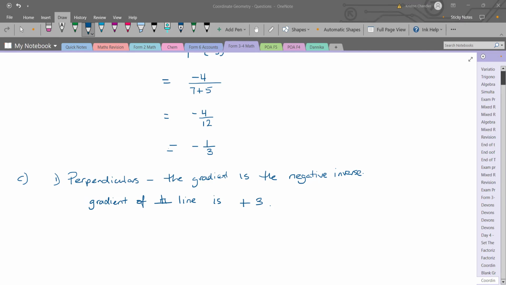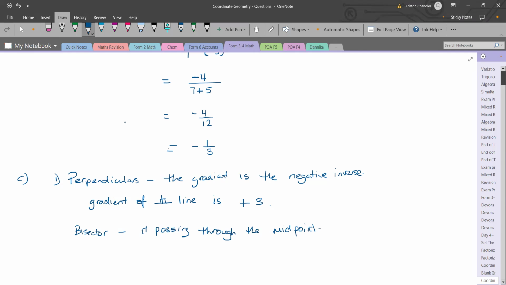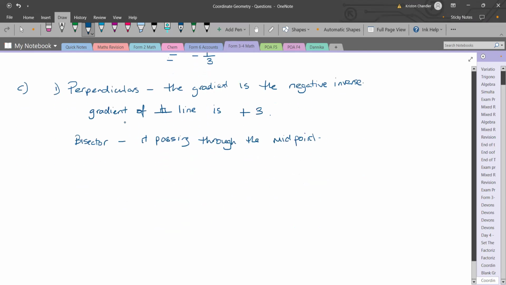All right, so that's all we do there. You change the sign, flip the number. So if the number was 3 before, then it'll become negative a third, right? Now, it's a bisector. So a bisector means it is passing through the midpoint, right? So perpendicular, we have to find the gradient of a perpendicular line.